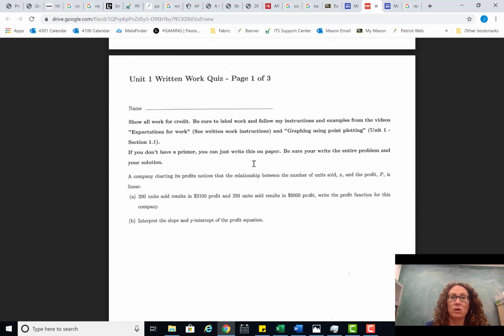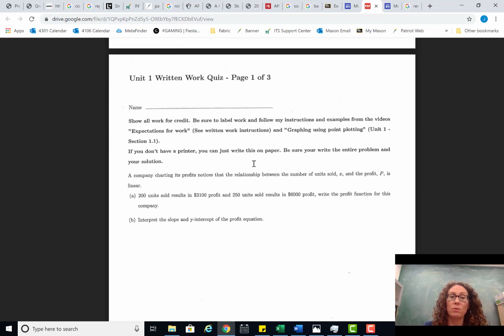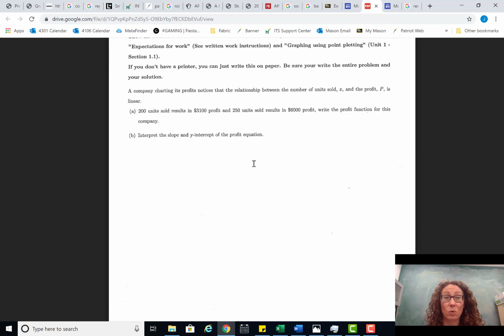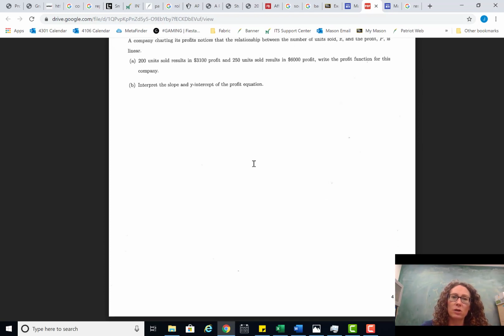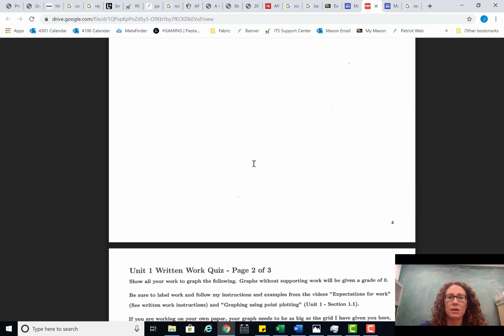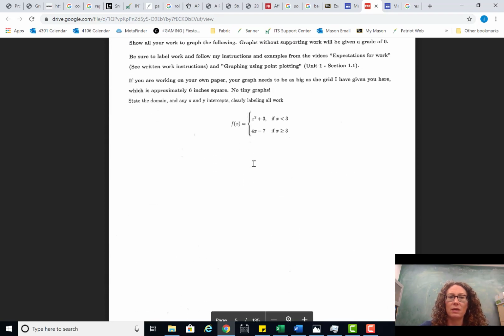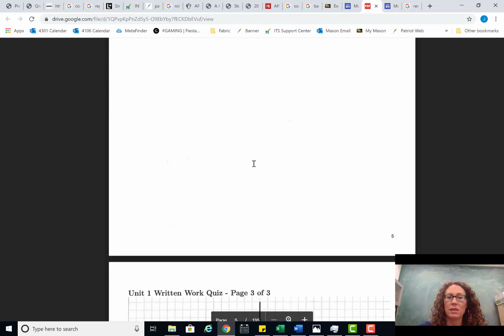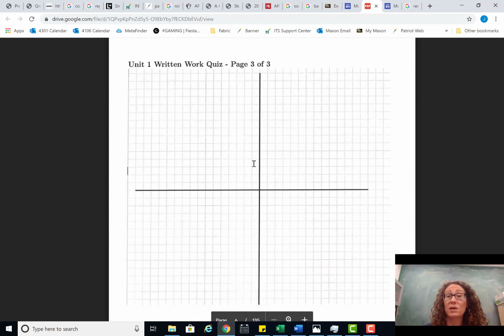Just label this as written work quiz 1. Here's problem 1. You should submit it in order, so don't submit it out of order. Then you can just write your solutions to parts A and B. You can write the domain and x and y intercepts here, and then you can draw a graph. Just make sure your graph takes up about half the page, right?